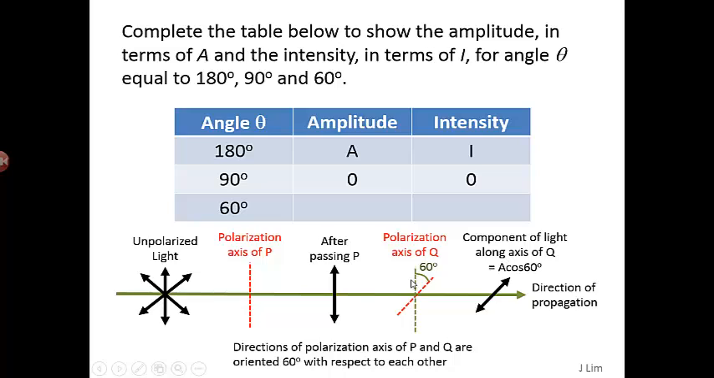The component of this light that is parallel to Q is given by A cosine 60 degrees. So this is the direction of the light, and this is the orientation of Q. The component of the light along the axis of Q is A cosine 60 degrees. Cosine 60 degrees is 0.5, so the amplitude is 0.5 A. Intensity is the square, so 0.25 I. So 0.5 A whole thing squared will be 0.25 A squared, and A squared is equal to I.